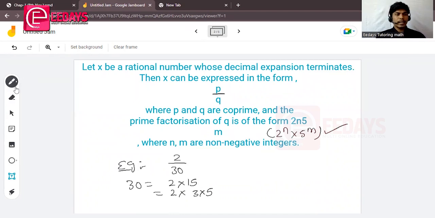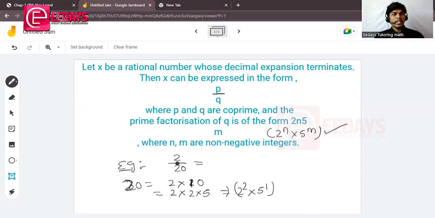Okay, let me take a simple example. Let's take 20. You can write the factors of 20: 2 into 10, and 10 is 2 into 5. Finally, what we got is 2 square into 5 power m. Observe carefully, we are expanding the denominator, that is 20.